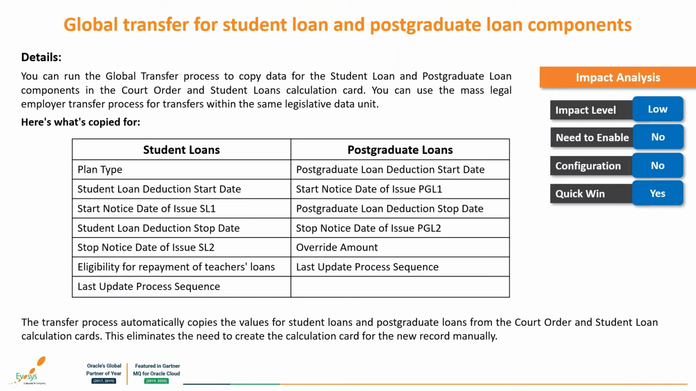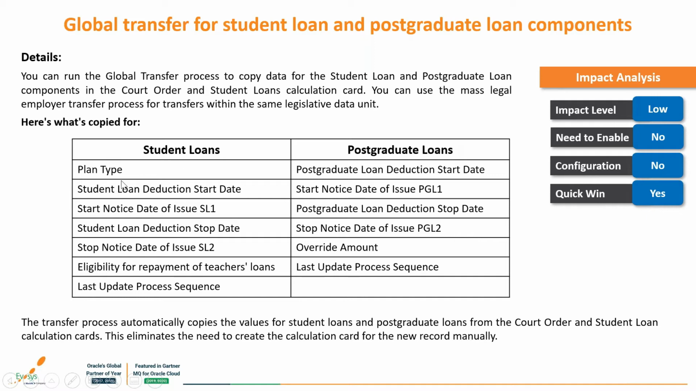The next feature we have is global transfer for student loan and postgraduate loan components. This enhancement is with regards to global transfer of an employee. So in case they had any ongoing student loan or postgraduate loan, the details of those will be copied over to the new record, and creation of a new calculation card will not be required.